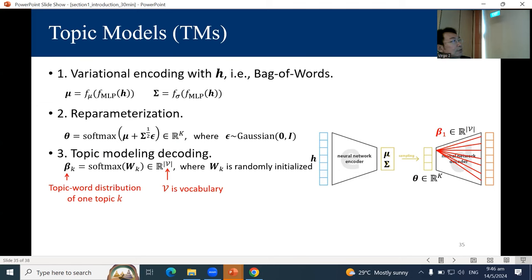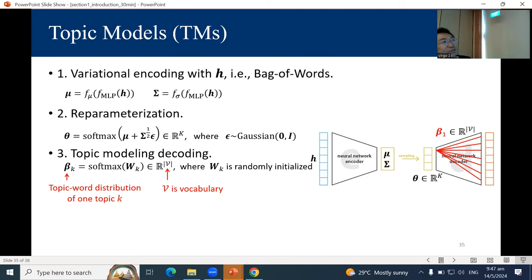Okay, so now then the decoding part, this part, right? Basically, we have what we call a beta. Essentially, you take a neuron and you look at the weights that are coming out to every possible word. This is essentially words in the vocabulary. And that essentially is what we call a topic.